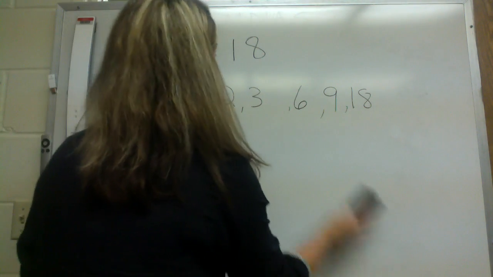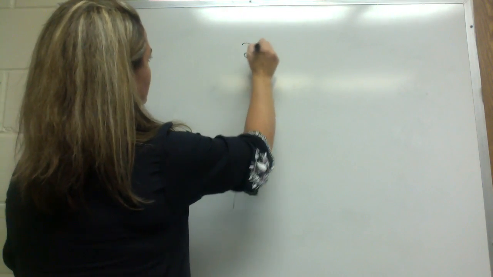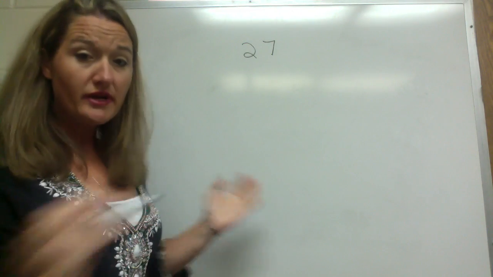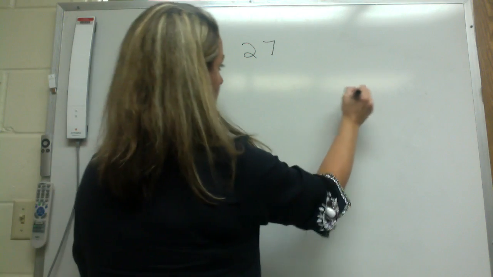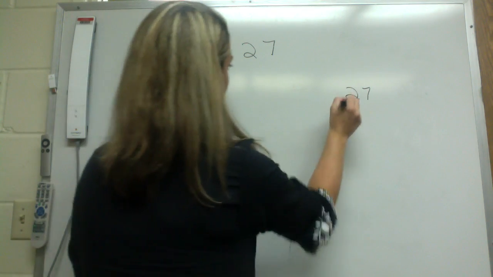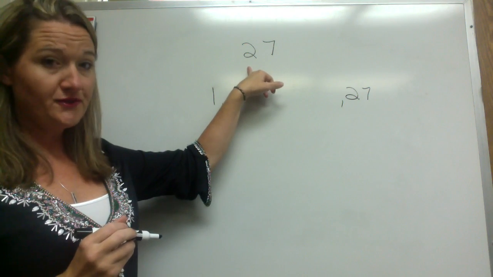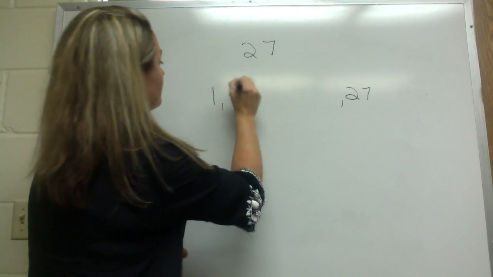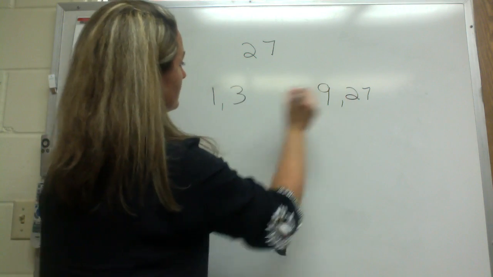All right, let's go ahead and do another number. Let's do 27. Right off the bat, the first factor should be really obvious: 1 and 27. Is 27 divisible by 2? Nope. Is it divisible by 3? Yes. So 3 times what is 27? 9. So we know that 9 is also a factor.